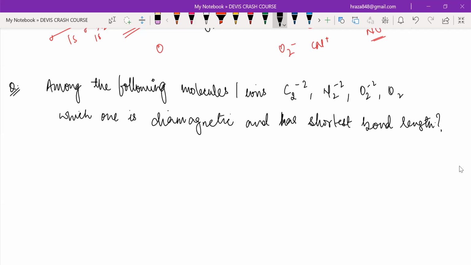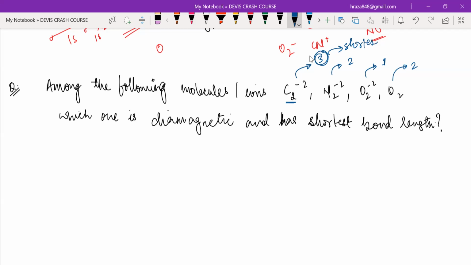I need a recap of that MOT, the process. I made some mistake, no problem. I just gave you that you need to do the configuration, but here you can calculate the bond order easily. You can see we have 14 electrons, then the bond order becomes 3. So you can see it will have the shortest bond length, right?